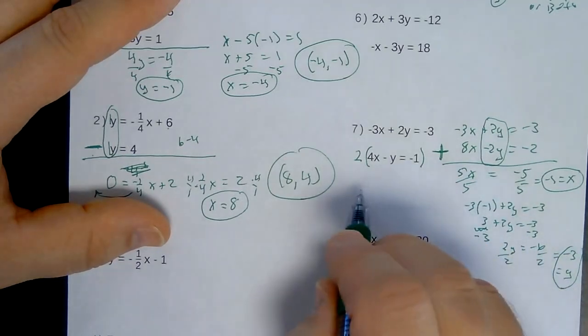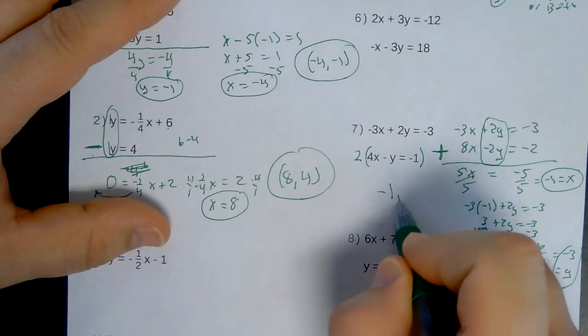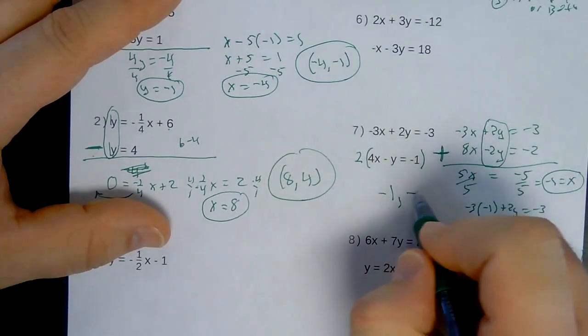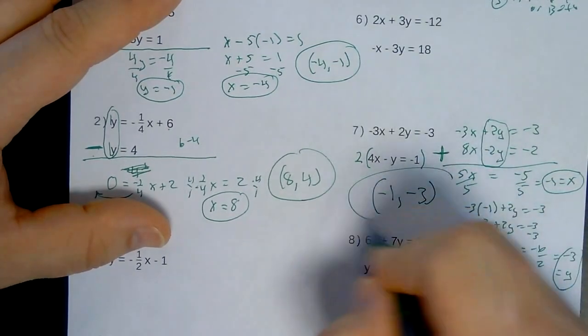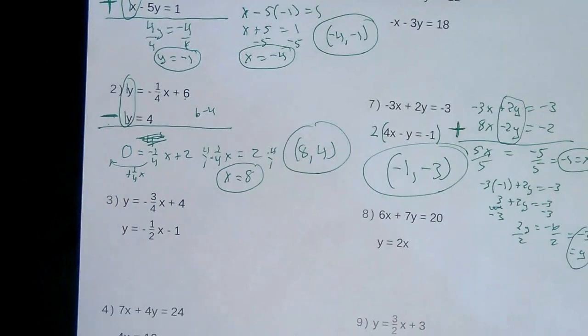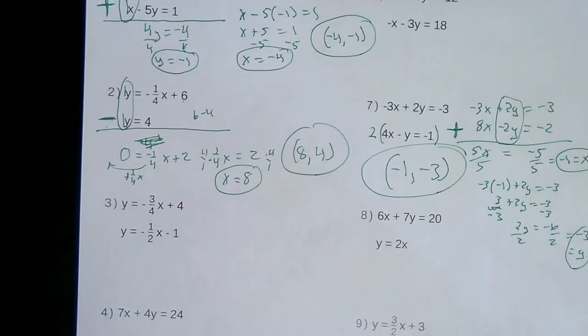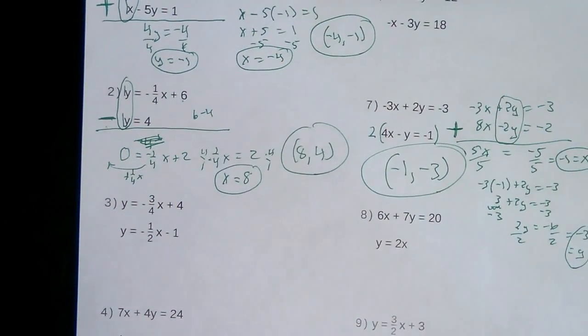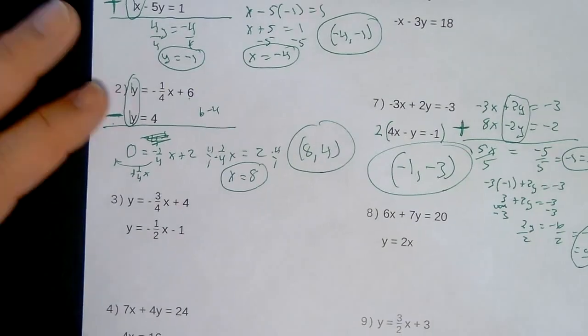So writing my answer in final form, negative 1 comes first, and then negative 3 comes second. Final answer. Okay. All right, elimination. Let's try another one by elimination.